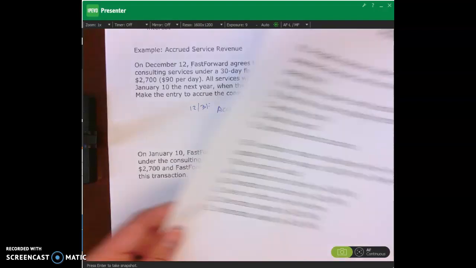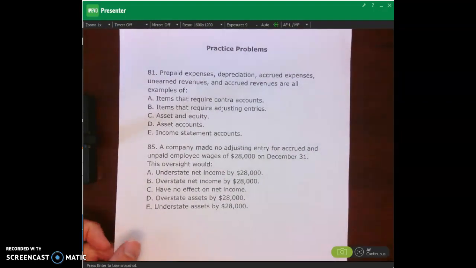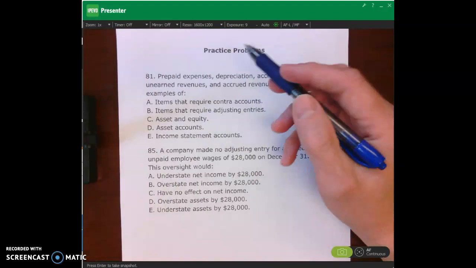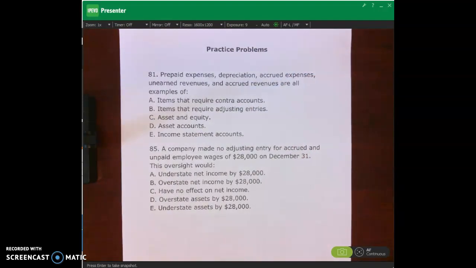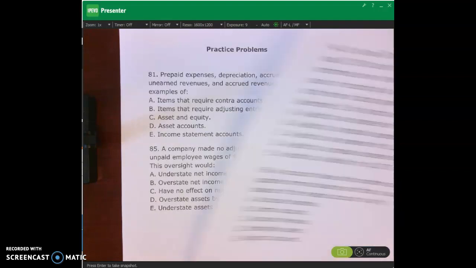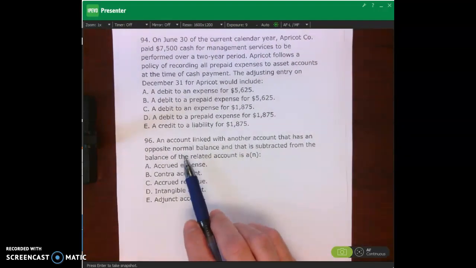So now let's look at some practice problems. So here's what I want you to do. I want you to pause the lecture video, and I want you to do number 81, number 85, and then number 94, and then I'm going to go over 96 right now.